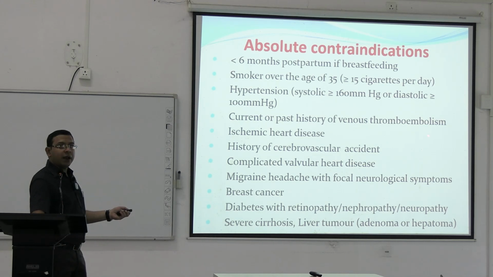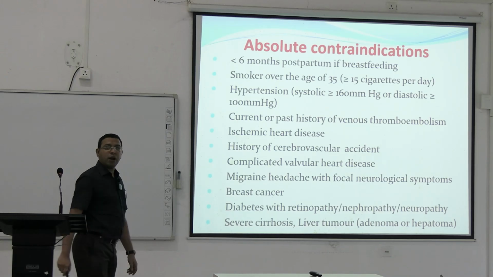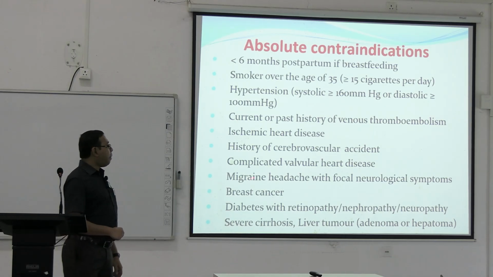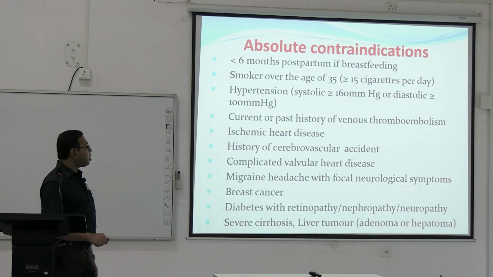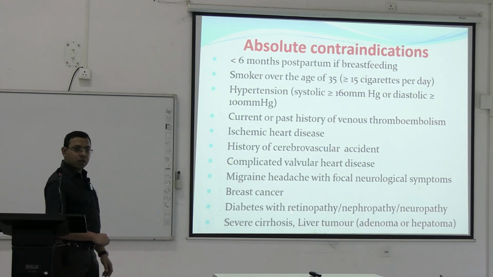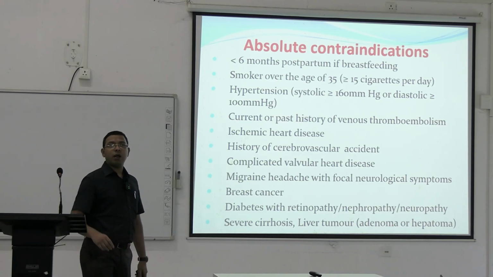Current or past history of venous thromboembolism, ischemic heart disease, history of cerebrovascular accident, which means stroke, complicated valvular heart disease, migraine headache with focal neurological symptoms, breast cancer, diabetes with retinopathy, nephropathy or neuropathy, that is complicated diabetes, severe cirrhosis in the liver, tumor like adenoma or hepatoma. So these are the absolute contraindications of the contraceptive.